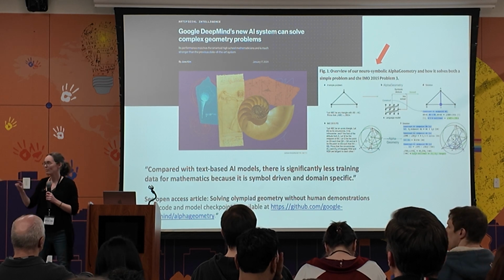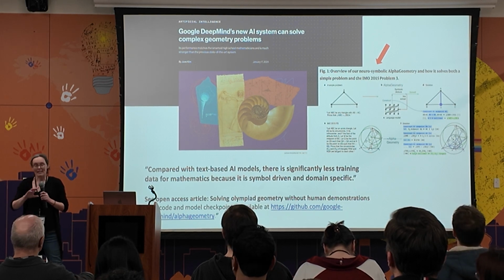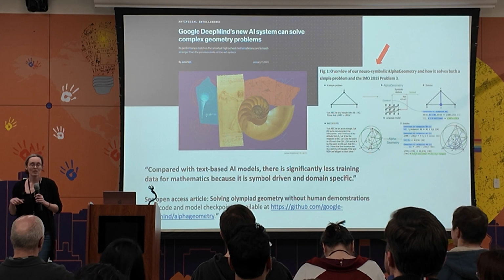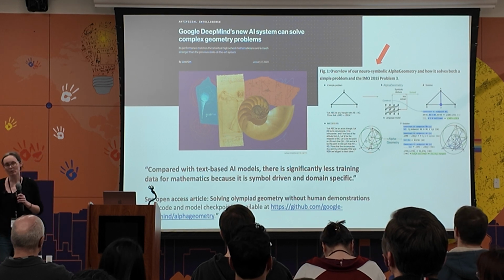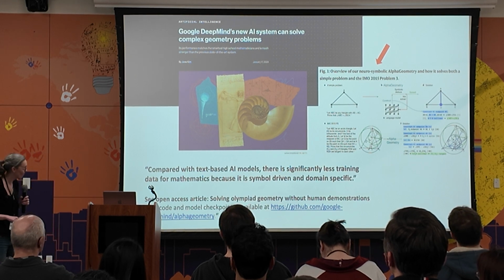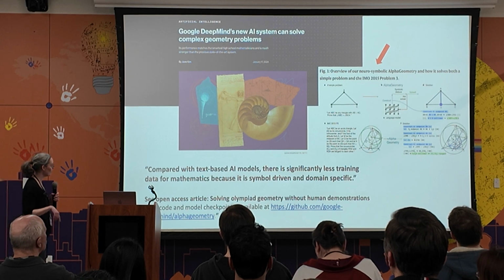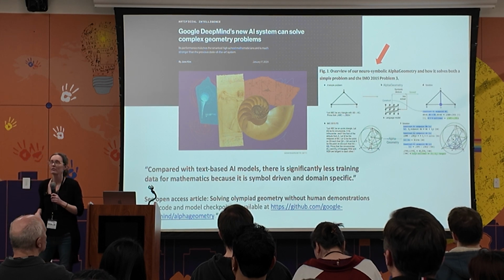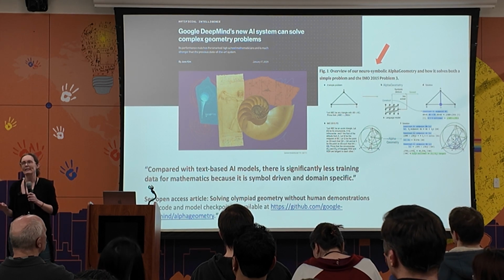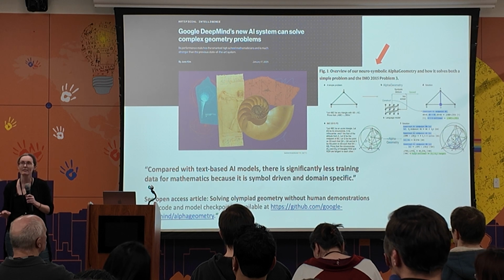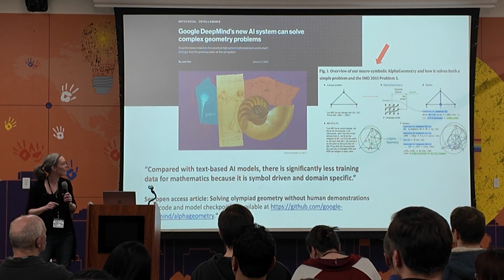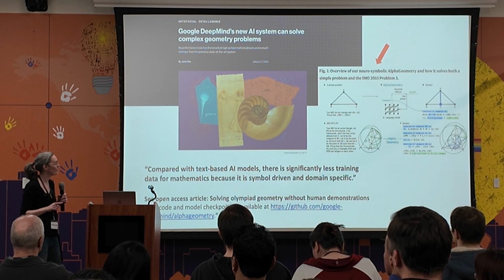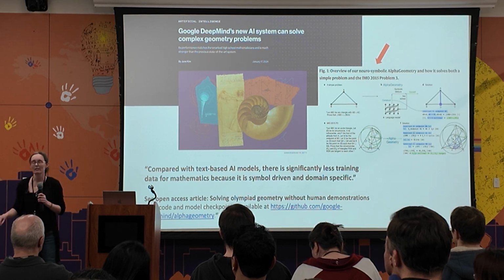Emphasis there on the geometry piece. These are not just any old math problems. They're geometry problems, which have traditionally been very intractable on the AI front. And as the MIT review article says, why is that? Well, compared with text-based AI models, there is significantly less training data for mathematics because, and this is a key word, it is symbol-driven and domain-specific.